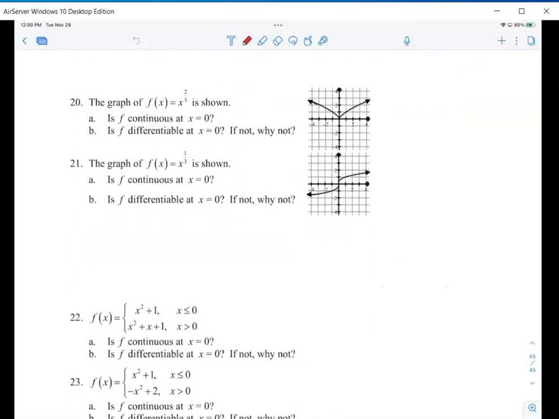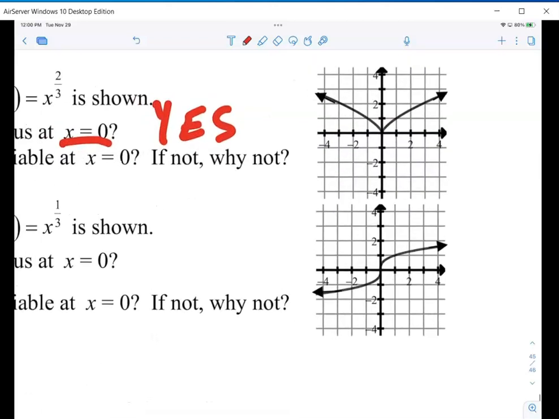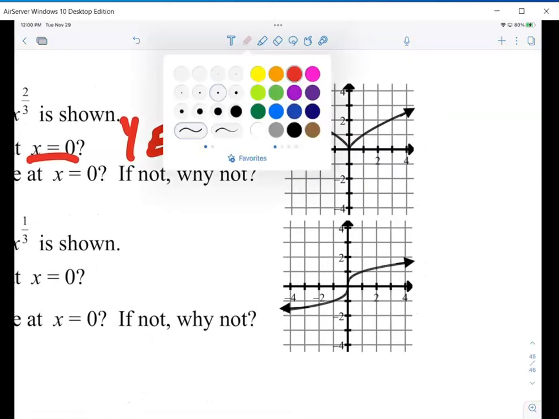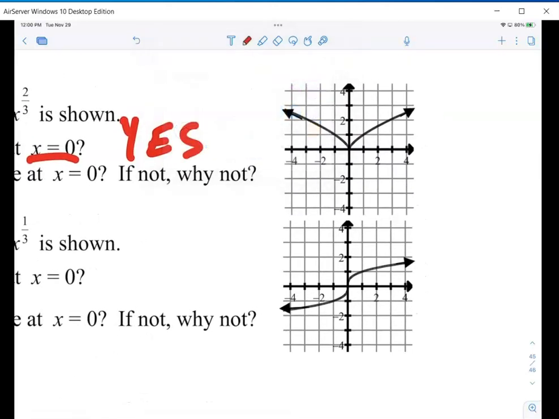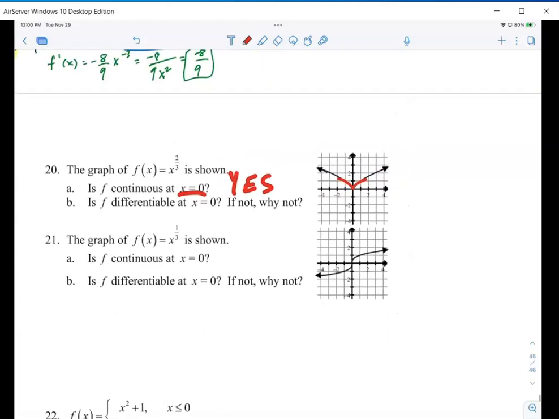Okay, it says the graph of x to the 2/3 is shown. Is it continuous at 0? That's a big yes, because there are no holes, there's no breaks in the graph, there's nothing. Is it differentiable at 0? No. And the reason why is it has a sharp corner.